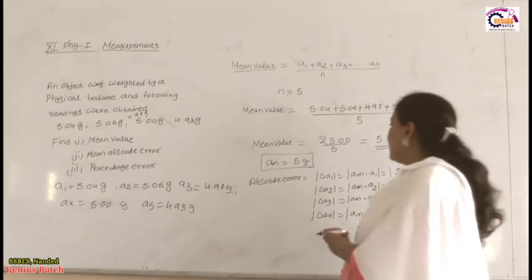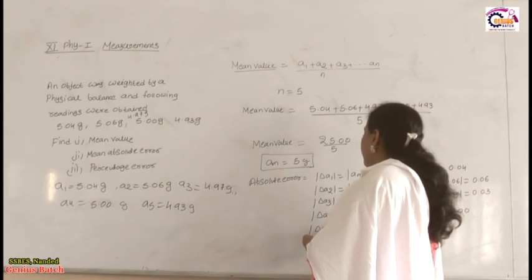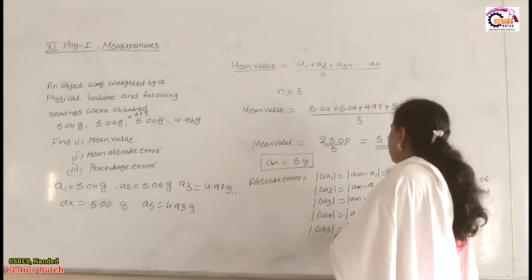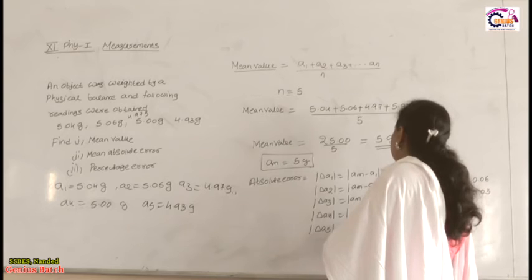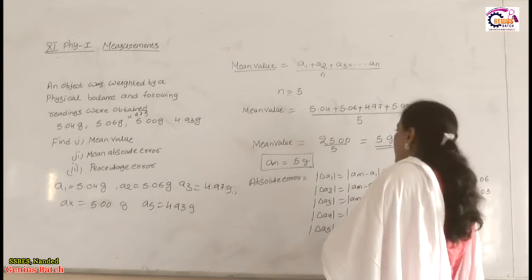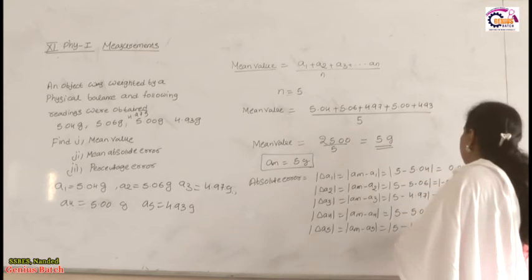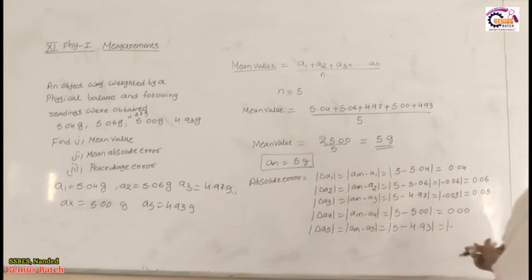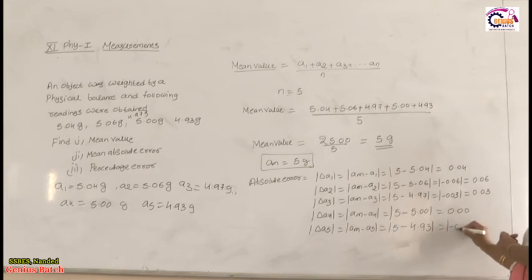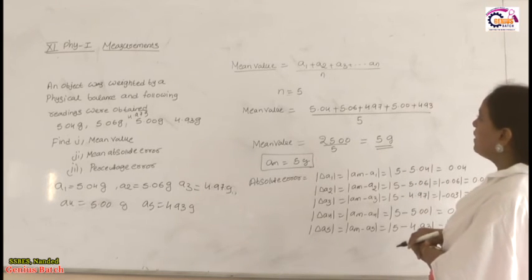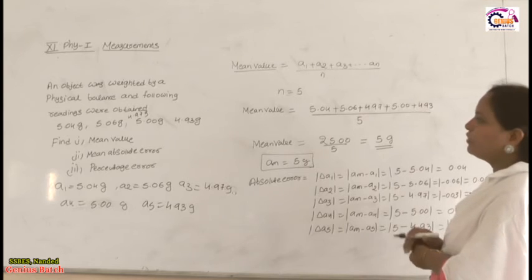And what is the fifth value here? The fifth value is delta A5 is equal to AM minus A5, that is 5 minus the fifth value, 4.93. That means you are getting a minus 0.07, that is equal to 0.07. So these are the absolute errors which we have found.